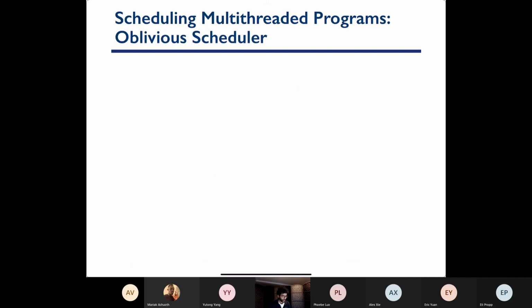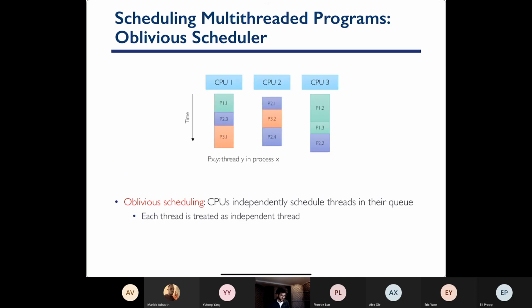Okay, so again, I'm going to switch gears one more time and talk about scheduling multi-threaded programs in multiprocessors. One scheduling approach that you can have is oblivious scheduling. Basically, in oblivious scheduling, when you're load balancing, you don't really care what threads you have in your system. You look at different threads as being independent.